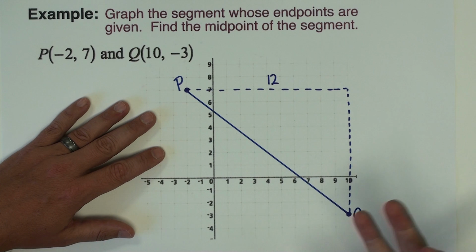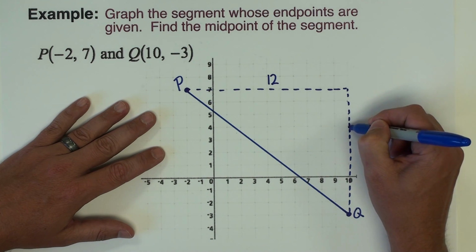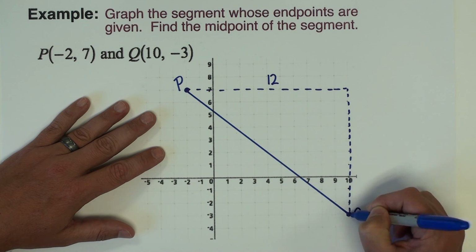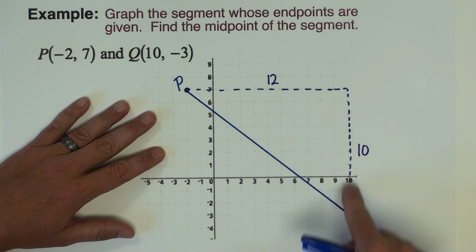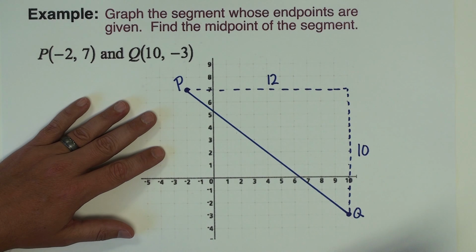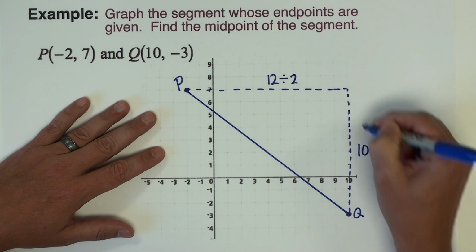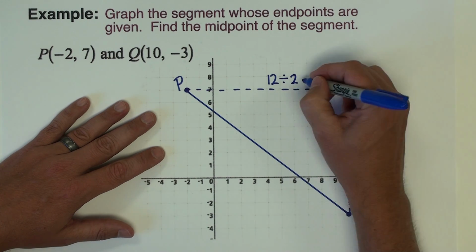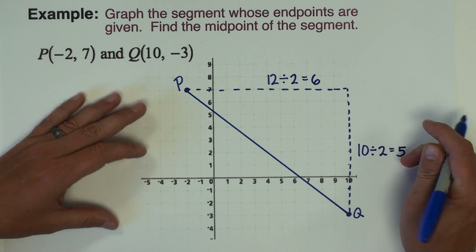Okay, so that's pretty easy. We're just counting. To get from P to Q vertically, I'm going 1, 2, 3, 4, 5, 6, 7, 8, 9, 10 units. So 12 and 10 to get from end to end. Now, if I want to find the middle, all I have to do is divide these lengths by 2. Cut them in half. So 6 and 5.